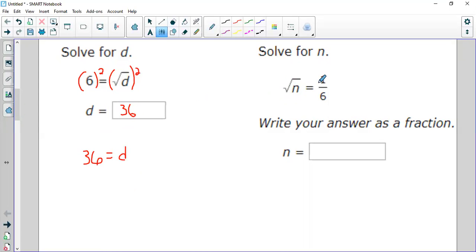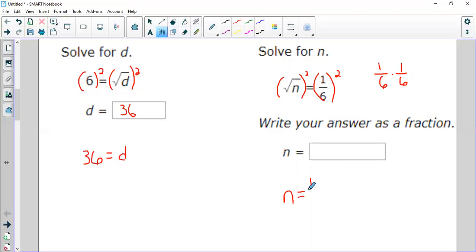Square root of n is equal to 1/6. Radical is already isolated. No work to do there. So now just square both sides. And when I square the left-hand side, the radical is eliminated. Square root of n squared is just n. And I square 1/6. Be careful when you square 1/6. Squaring 1/6 means multiplying 1/6 by itself. So it's 1/6 times 1/6. It is not 1/12, which would be a very common mistake. It's 1/6 times itself. You have to square the numerator and square the denominator.